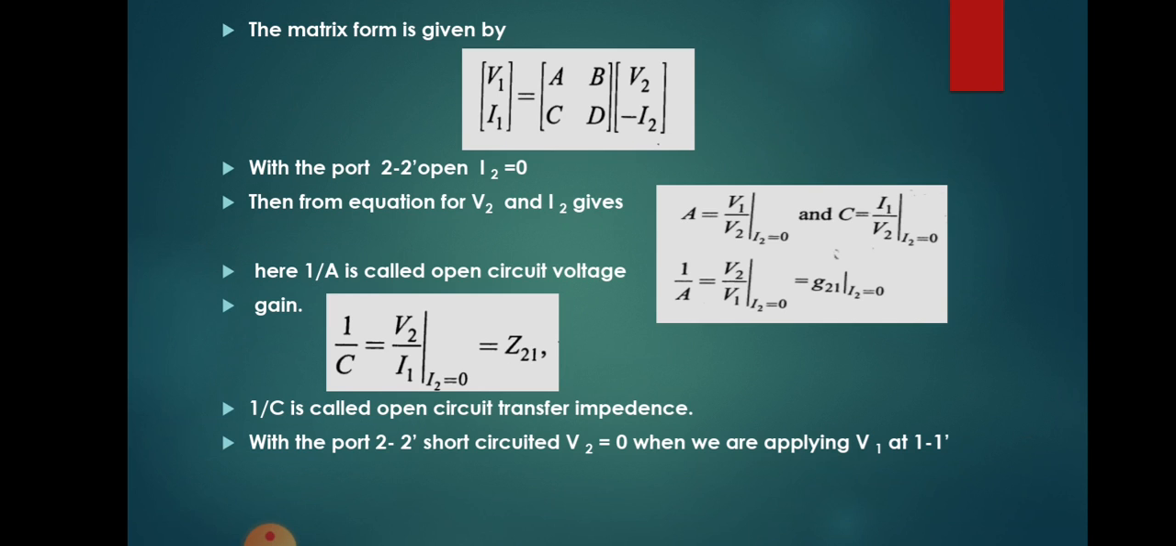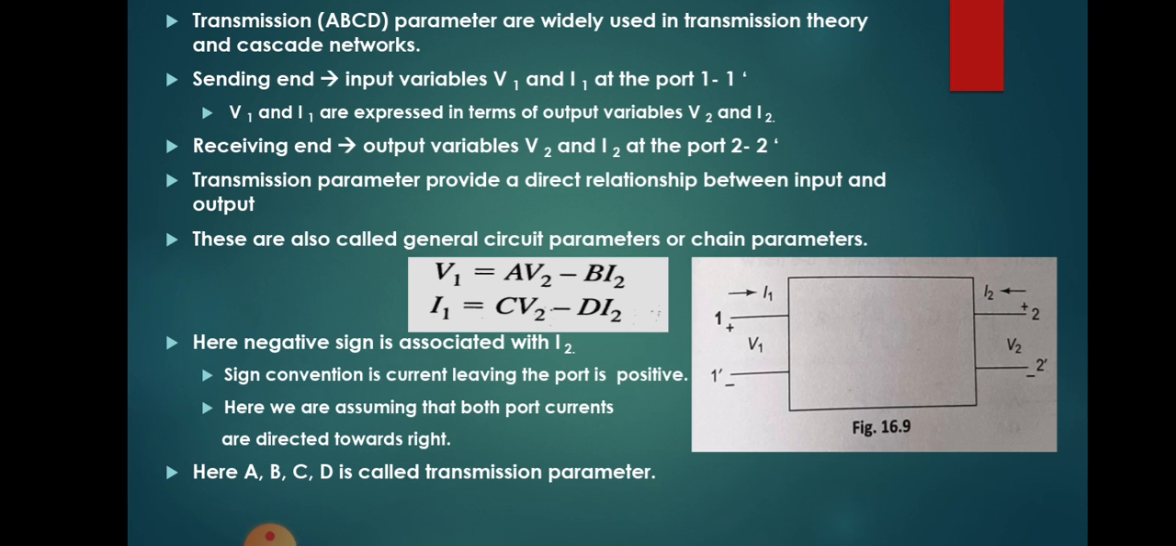So let us start solving for A, B and C, D. For that, what will happen when port 2 dash is open? When port 2 dash is open, there will be no current, that is, I2 will be equal to 0. So what will happen to this equation when I2 becomes 0? This term becomes 0, and similarly this term also becomes 0. Whenever we open circuit these terminals, the current I2 will be 0, so we will get the equations for A and C.